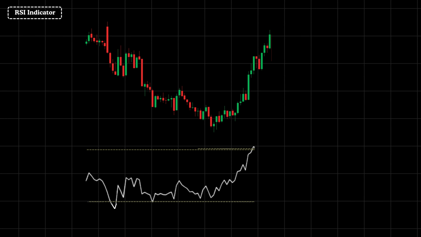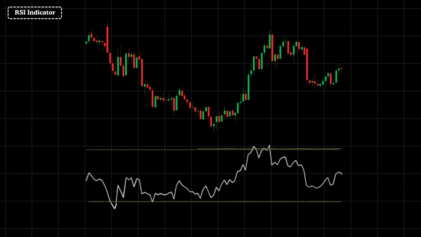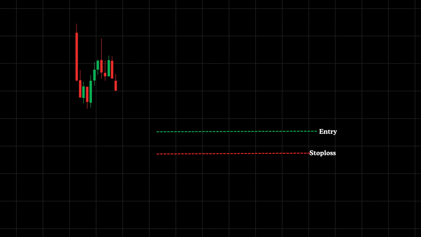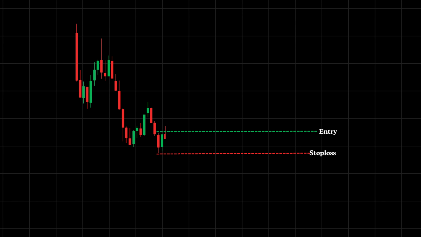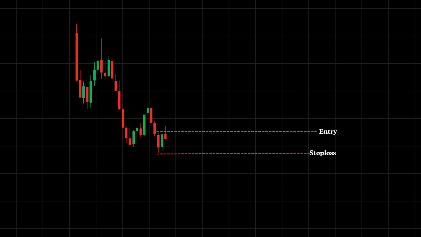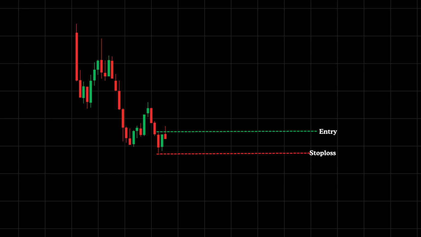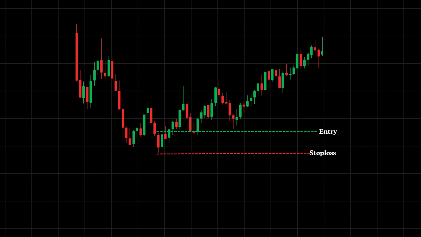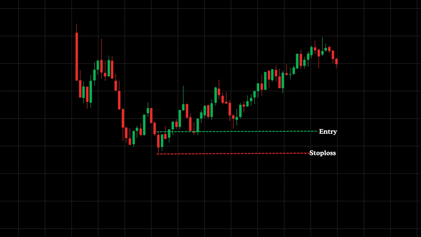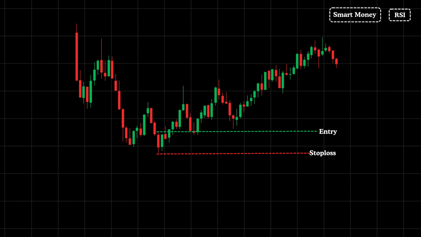Now let's see how you can read a chart using the RSI indicator. Here we have the chart on a 5-minute time frame, where the market price is consistently falling and forming lower lows. After some time, however, the market reverses sharply and moves upward. If you want to catch such reversals, you can combine RSI with smart money concepts.